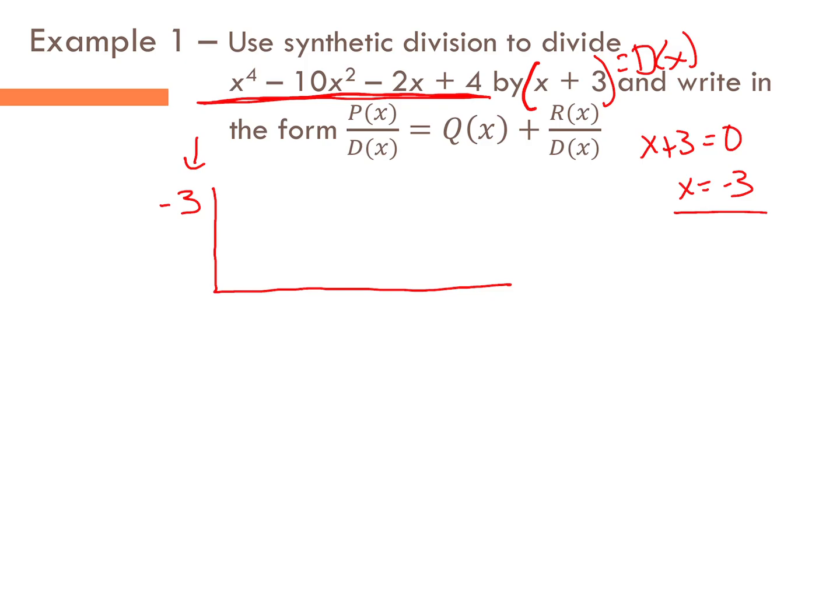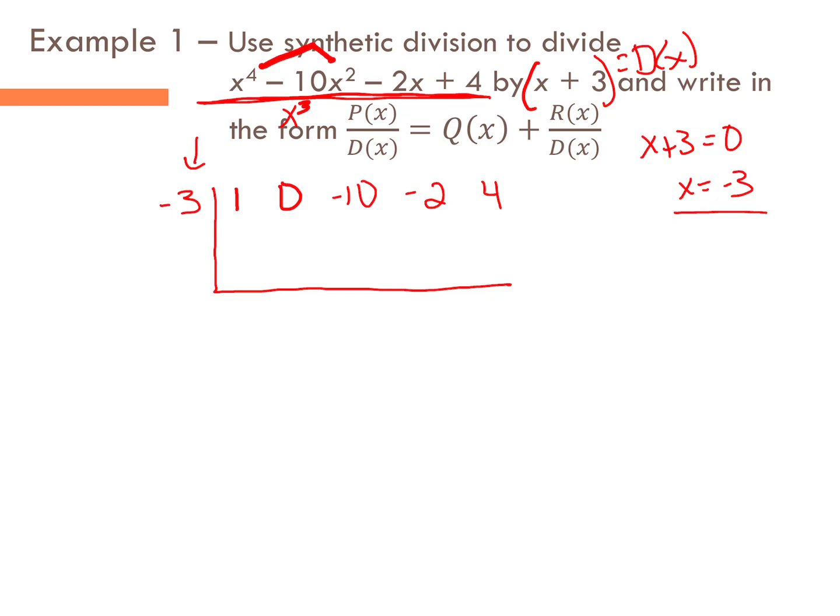Notice we have x to the 4th. It has a 1 in front of it. Notice I go from 4 to 2. We can't skip, so I'm missing an x cubed term. Since we're missing it, we'll put a 0 in here. Then -10, -2, and 4. So there we've just set the problem up.